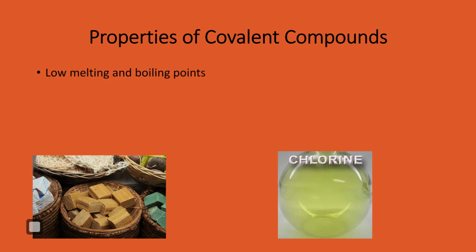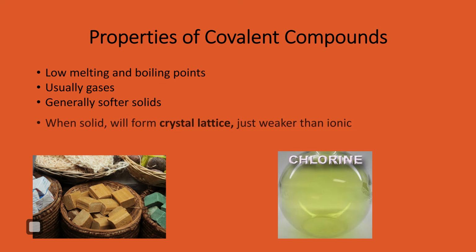Some properties of covalent compounds. They generally have low melting and boiling points. They're usually gases. If they do form a solid, they're generally softer solids. There's exceptions, like a diamond actually is a covalent structure. That's the hardest substance in the world. But many other covalent compounds are much softer.